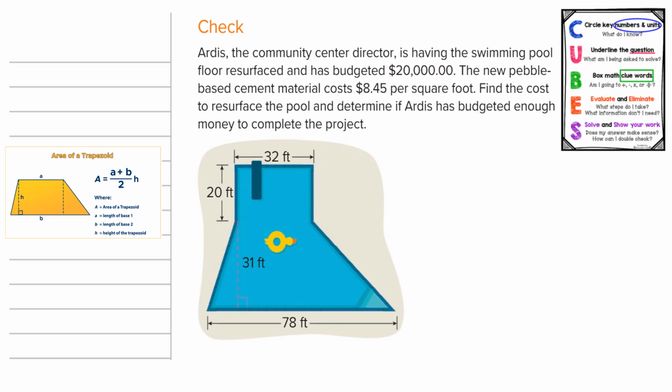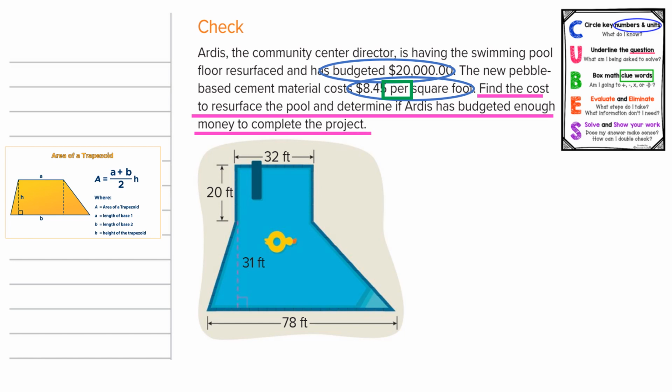If it's a word problem, I like to mark up what's important. I see that I have a budget of $20,000. Wow, that's a lot of money. And I see that it's $8.45 per square foot, which also seems like a lot of money, because per tells me that I have to multiply whatever I get as far as my area by $8.45. It tells me to find the cost to resurface the pool and then see, have they budgeted enough money?